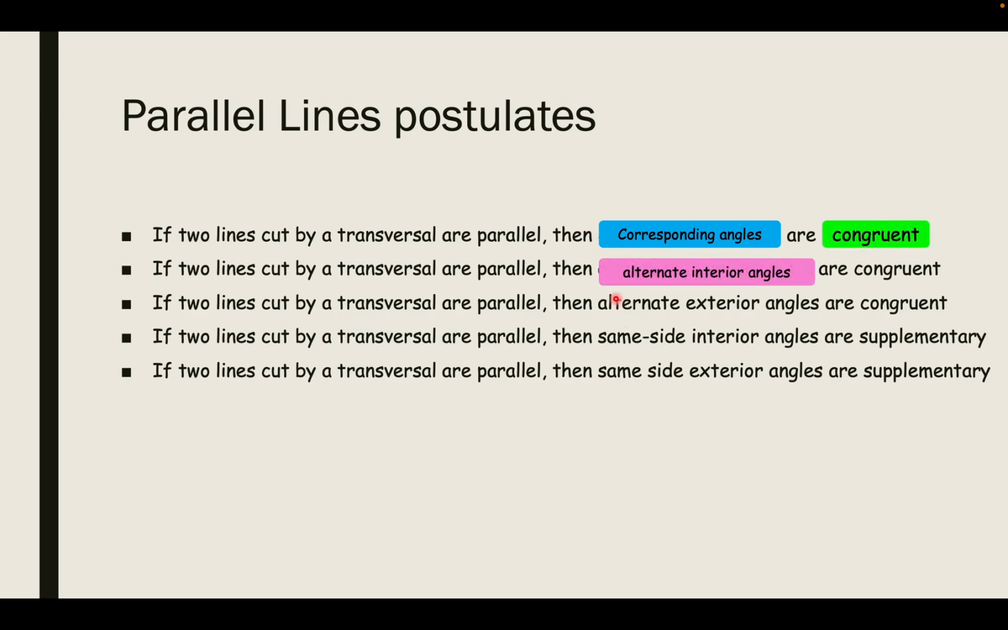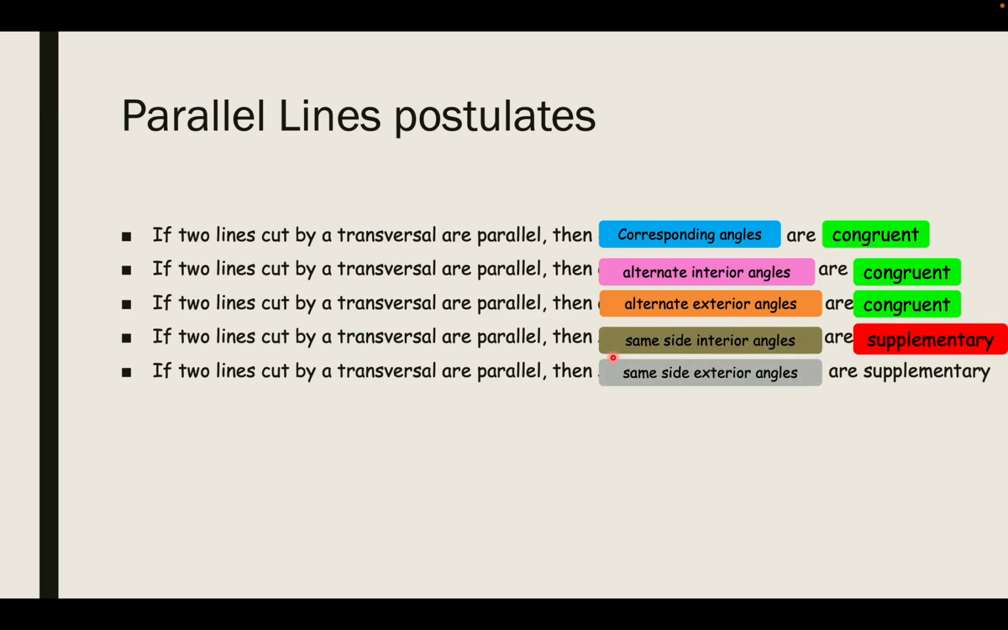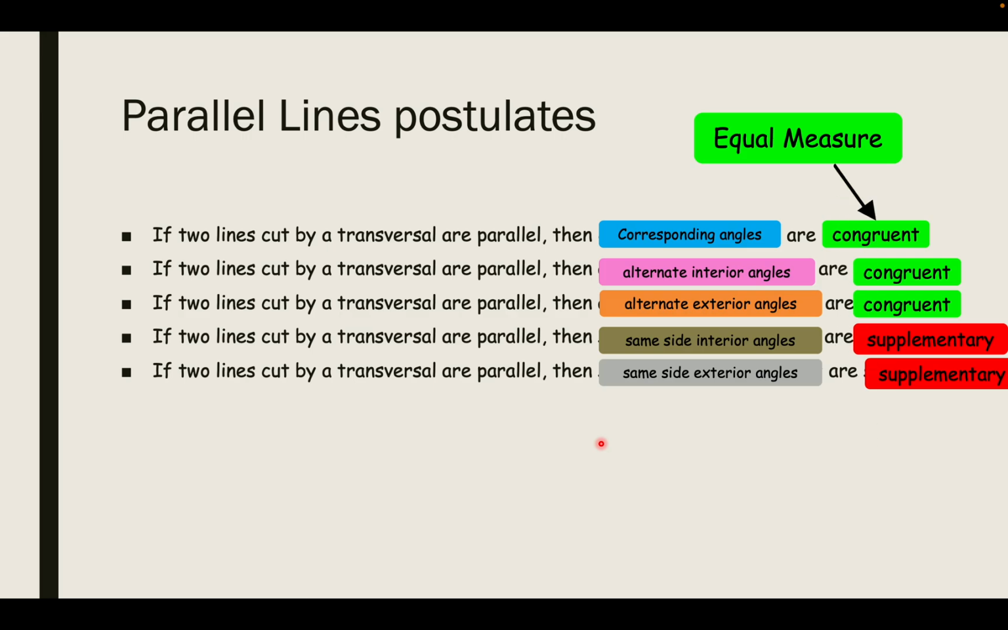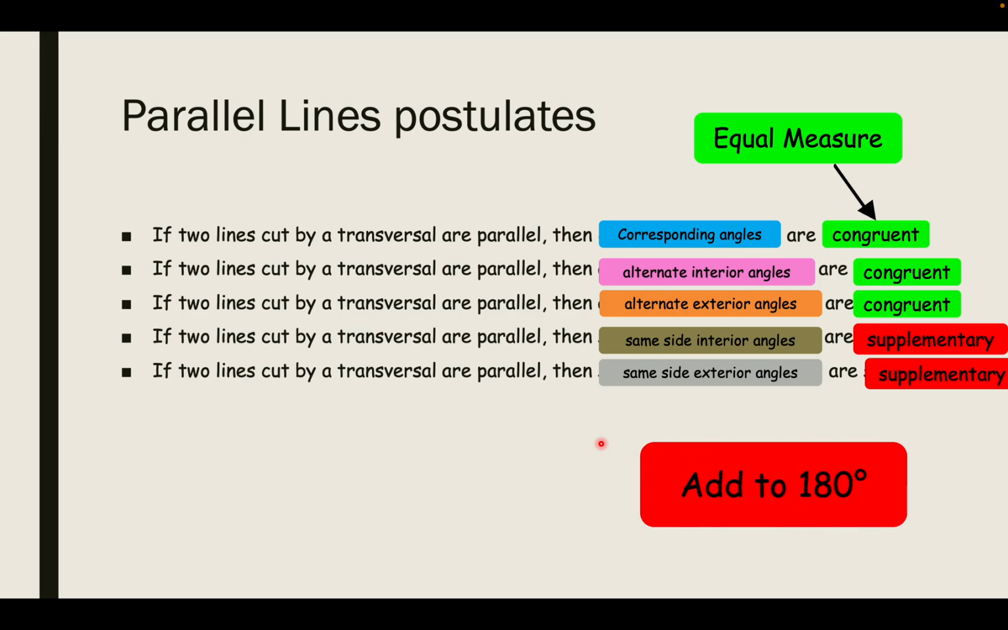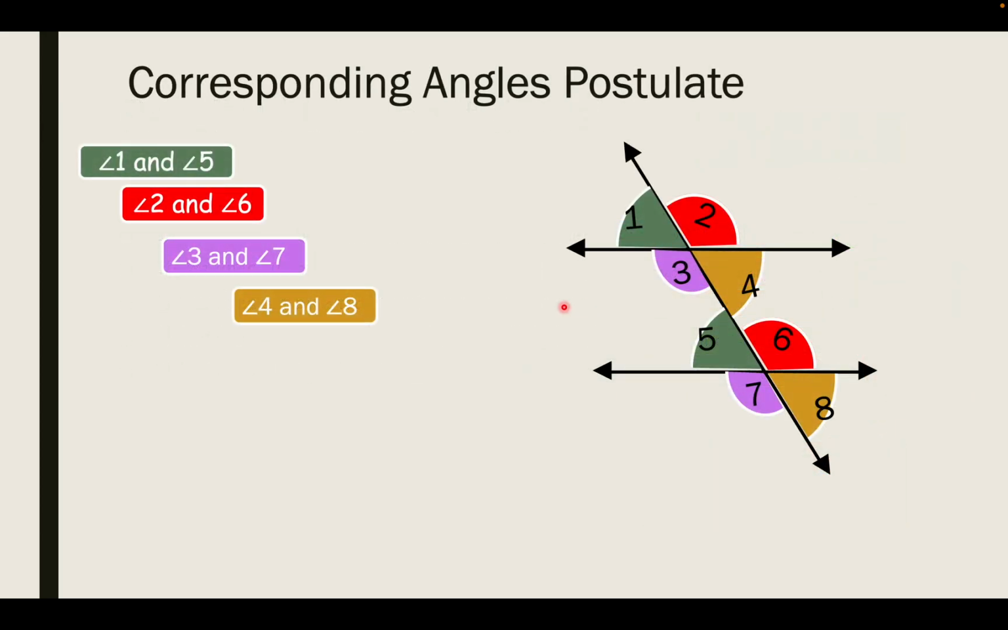Alternate interior angles are congruent. Alternate exterior angles are congruent. Same side interior angles are supplementary, and same side exterior angles are supplementary. Reminder that congruent means equal measure, whereas supplementary means add to 180. So I always say the S's, the same sides, stick together with supplementary. The other 3 angle sets are congruent. Let's see this in practice.